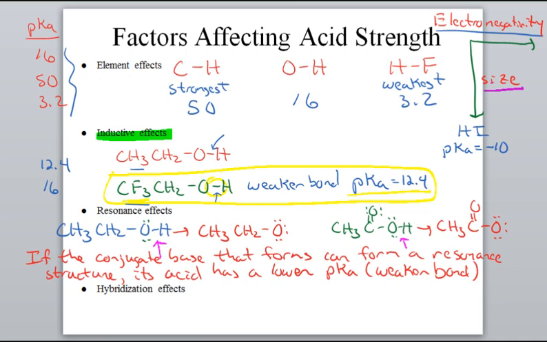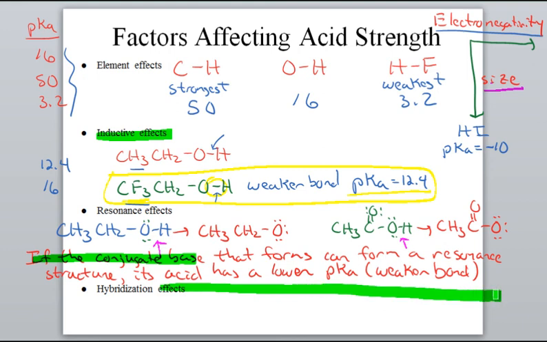So what I wrote there, if the conjugate base, the acetate that forms, can form a resonance structure, its acid has a lower pKa value. The acid has a weaker bond. Resonance structures are relatively stable structures compared to not having a resonance structure.